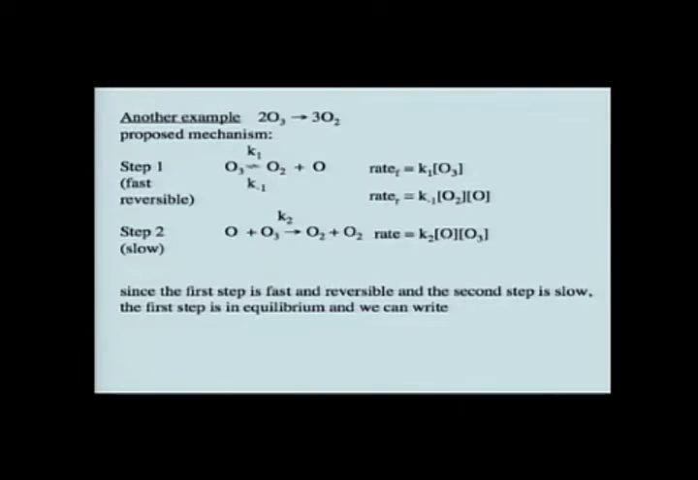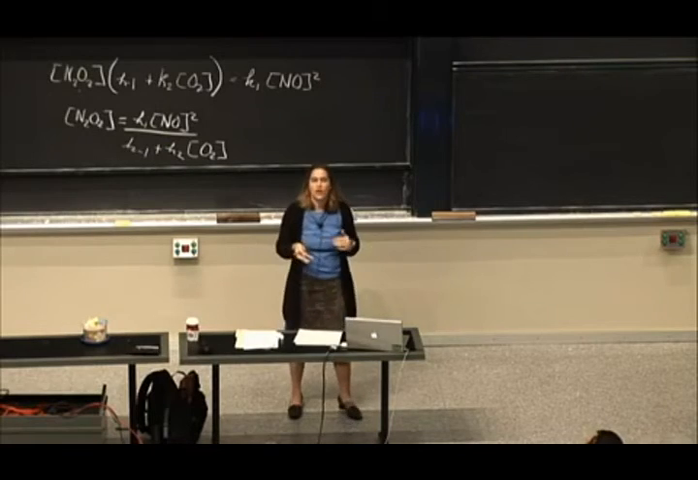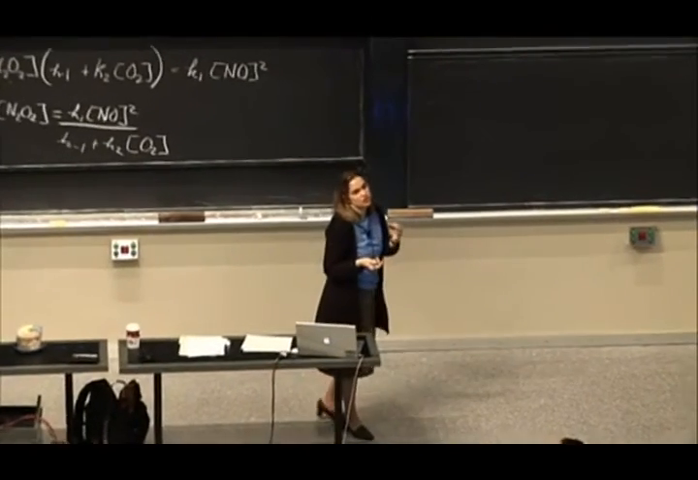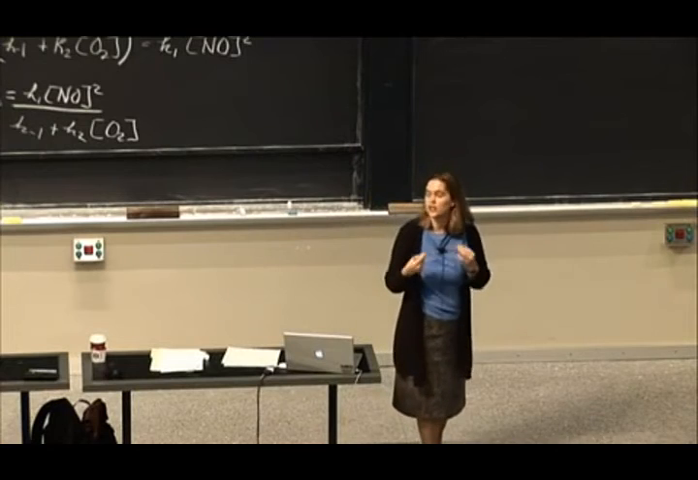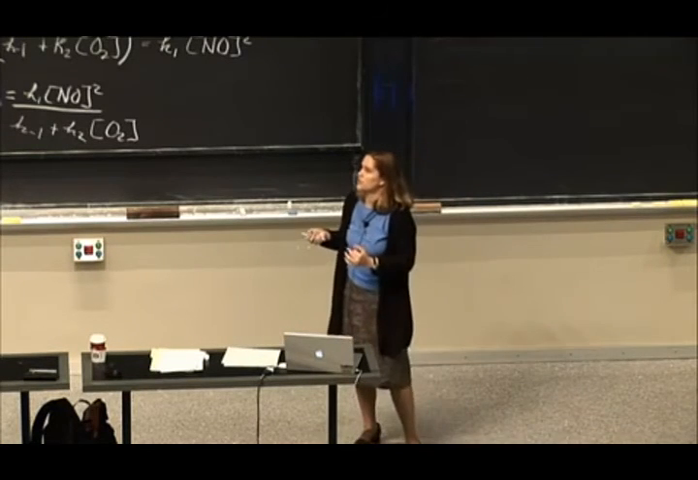But now we can do that more simply because we've set this up that we have a fast reversible step followed by a slow step. So we can solve for the concentration of that intermediate in terms of equilibrium expressions.